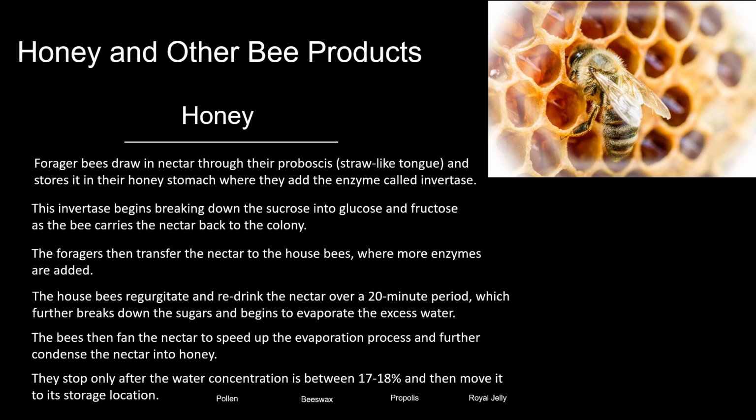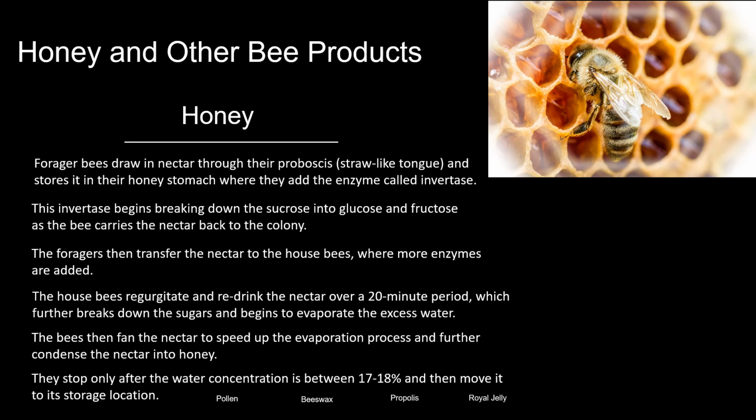The honey process starts when the forager bees draw in nectar through their proboscis, straw-like tongues, and store it in their honey stomach, where they add an enzyme called invertase. This invertase begins breaking down the sucrose into glucose and fructose as the bee carries the nectar back to the colony. The foragers then transfer the nectar to the house bees, where more enzymes are added.